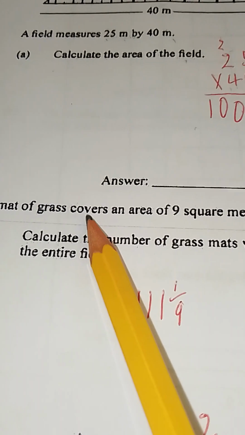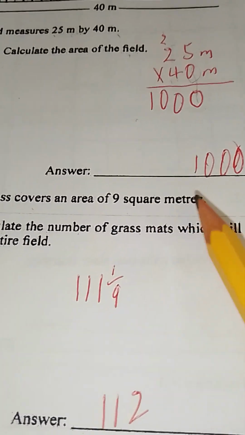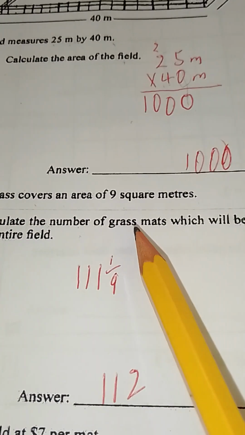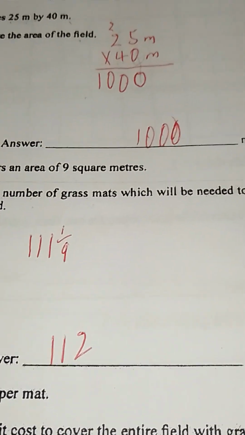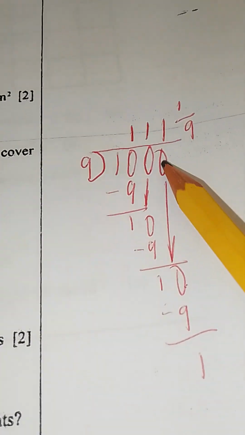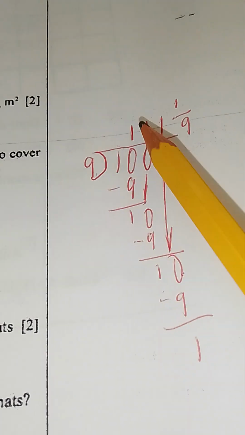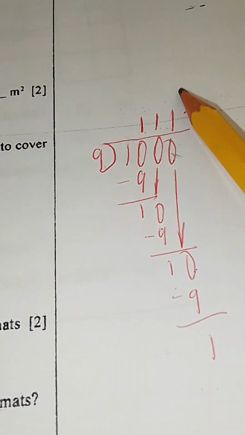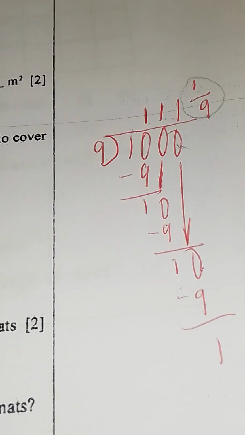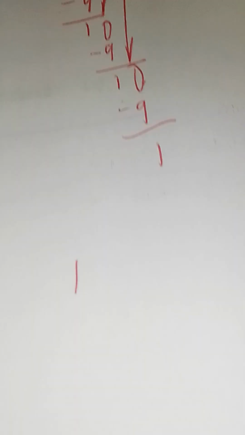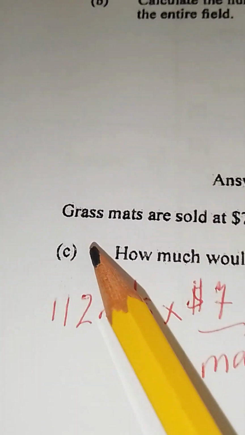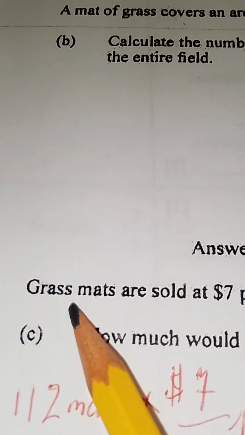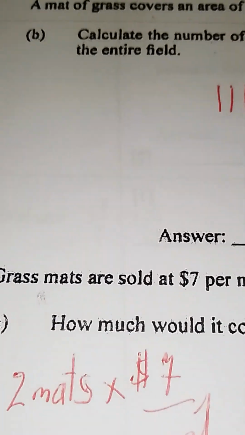A mat of grass covers an area of 9 square meters. Calculate the number of grass mats which will be needed to cover the entire field. So I'm going to say 1,000 square meters divided by 9, and I end up with 111 and 1/9. But you cannot buy 1/9 of a grass mat. So that'll be 112, to the next whole number, sorry about that.